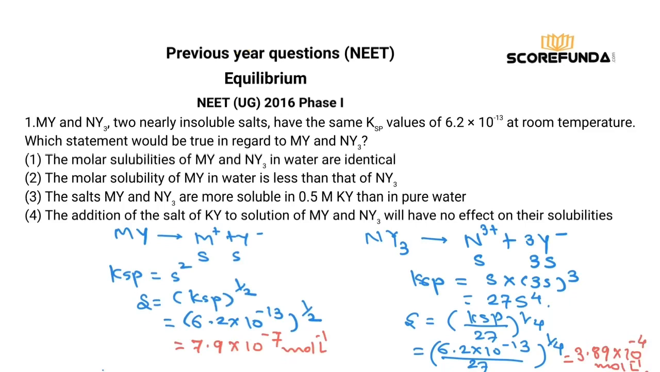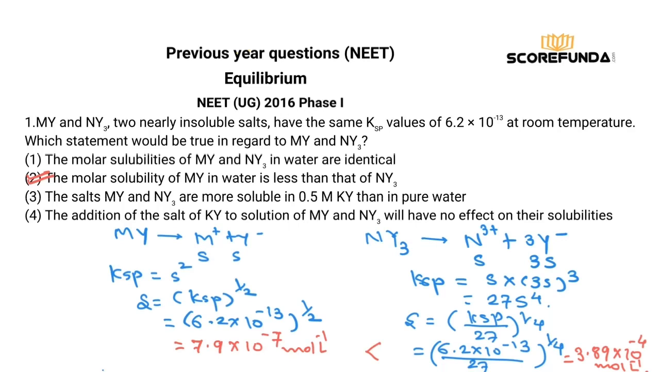7.9 into 10 to the power -7 moles per liter आएगा MY के लिए, जबकि solubility आएगी NY3 के लिए 3.89 into 10 to the power -4. So anyways, this solubility will be greater. So if we just look at the option second, the molar solubility of MY in water is less than that of NY3 is a correct answer. So हमारा आंसर होना चाहिए option 2.